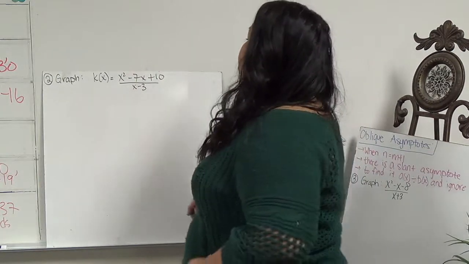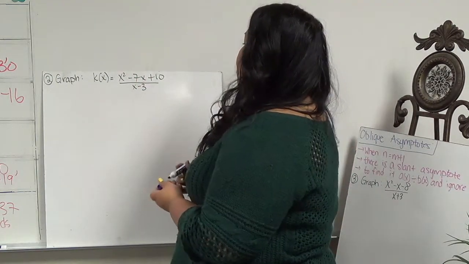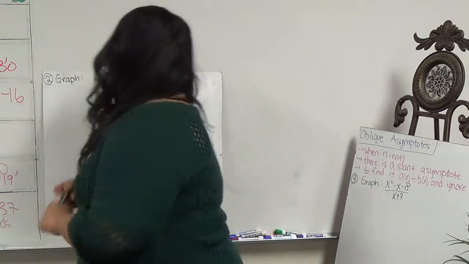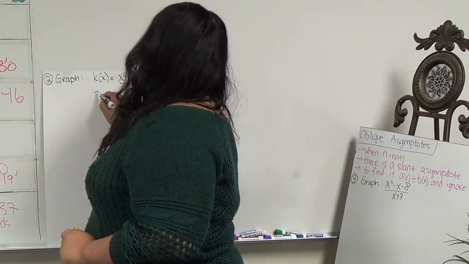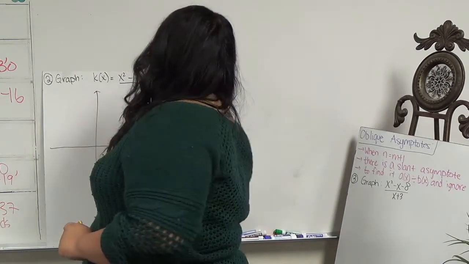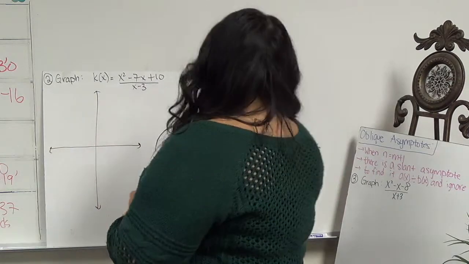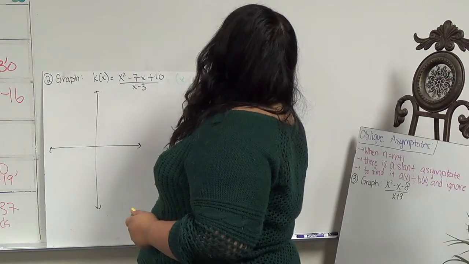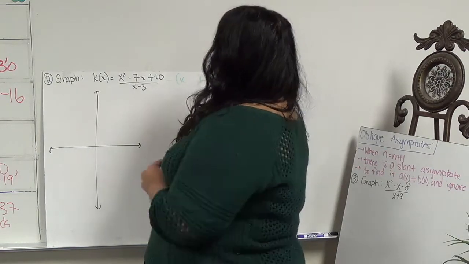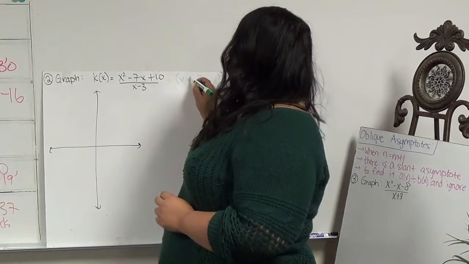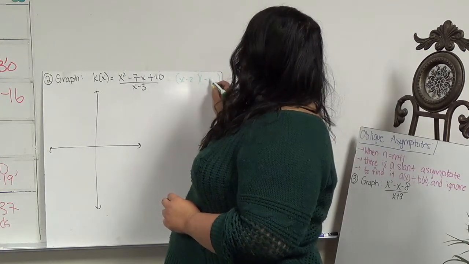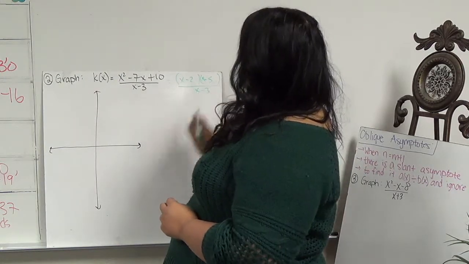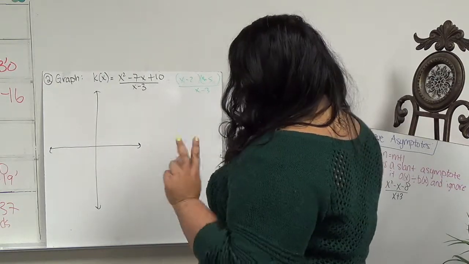So, when we graph x squared minus 7x plus 10 over x minus 3, we're going to start with seeing if we can simplify. Now, two numbers that when multiplied together get me 10, but when added together get me negative 7: negative 2 and negative 5, over x minus 3. So I can't cancel any of this out, so therefore I cannot simplify. So we move on to step 2.